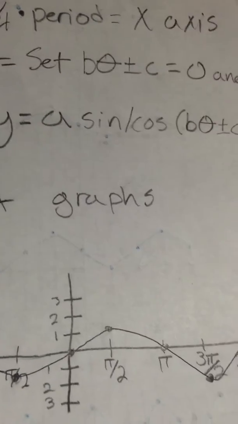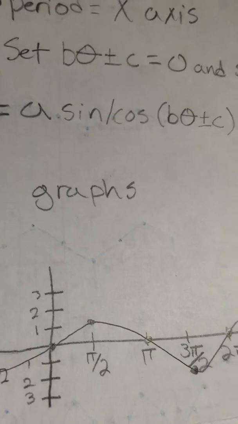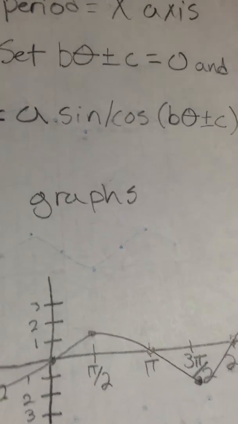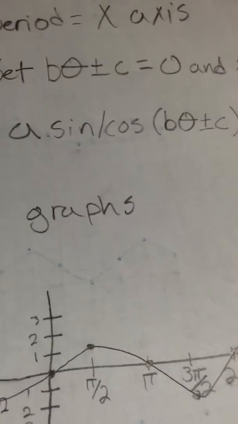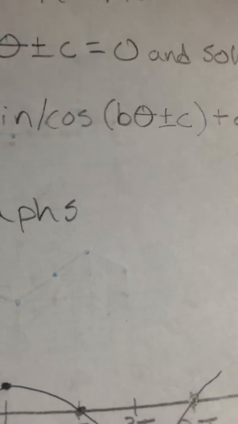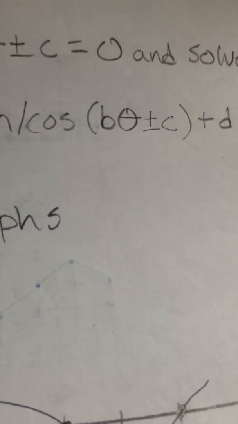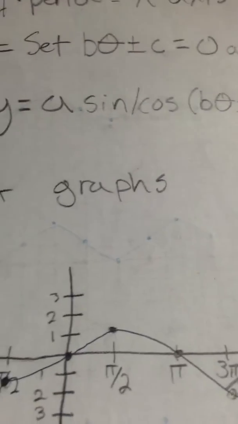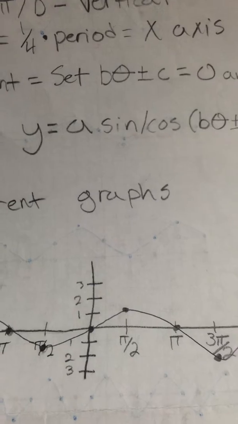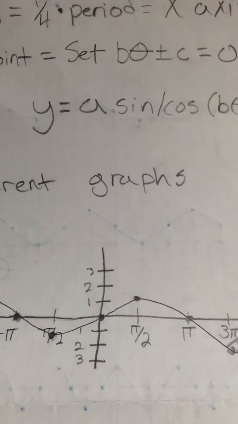So you have y equals a times sine or cosine. It doesn't matter which one, it just depends on the equation. And then inside the parentheses is b times theta plus or minus c, plus d. You don't have to have each one of these in every equation. Like, the examples I use just use one part.